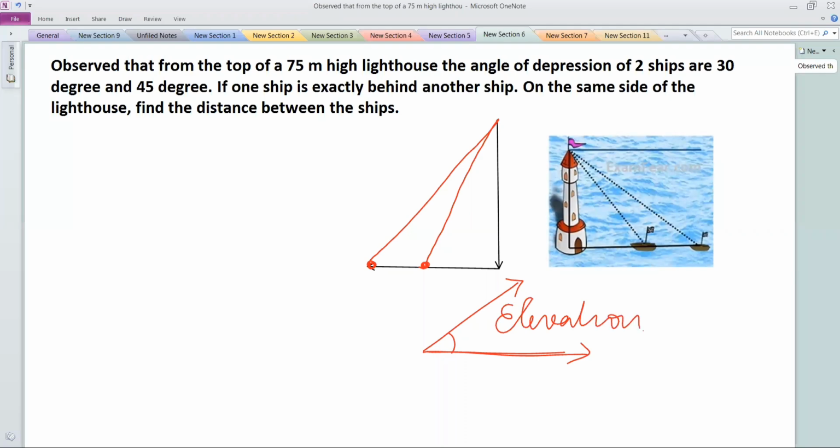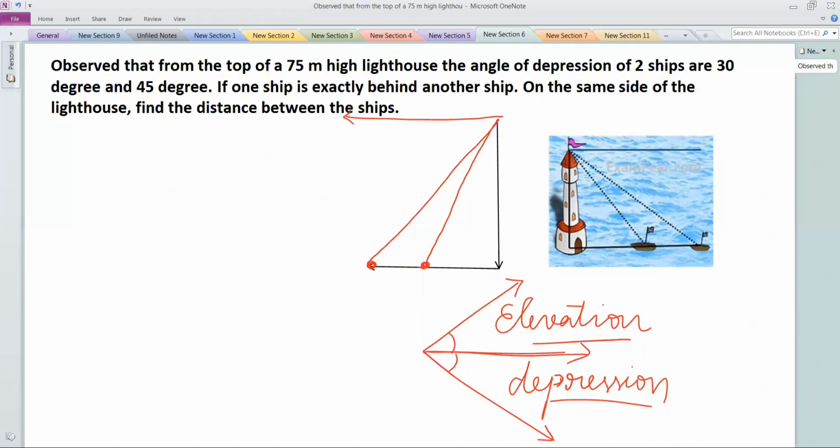I hope it is clear for you. If you look down from the horizontal line, we call that angle of depression. Angle of elevation and angle of depression are both made with the concept of the horizontal line. Now, see here, it is very important to understand this. This is the line. Now you are looking down, so is it angle of elevation or depression? Definitely, it is depression.